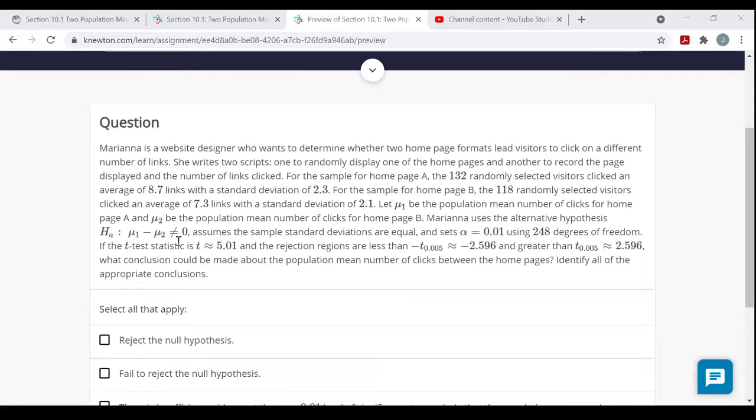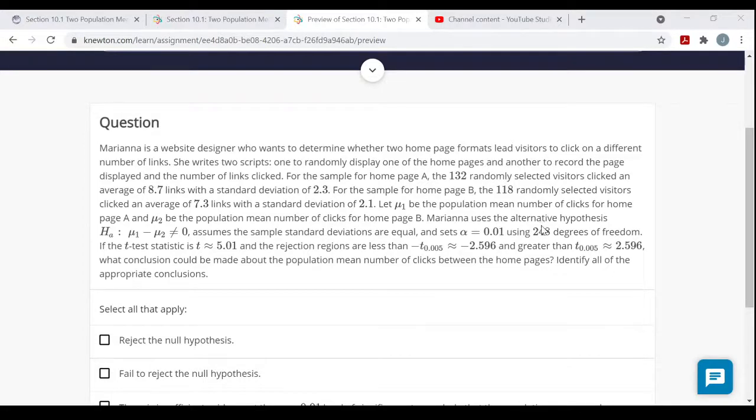If it was greater than 0, it would be a right-tailed test. If it was less than 0, it would be a left-tailed test. And this assumes the population standard deviations are equal, right? That's the null hypothesis. The null hypothesis would be assuming that mu1 minus mu2 equals 0. And Mariana sets alpha to be 0.01, so a 1% significance level, using 248 degrees of freedom.